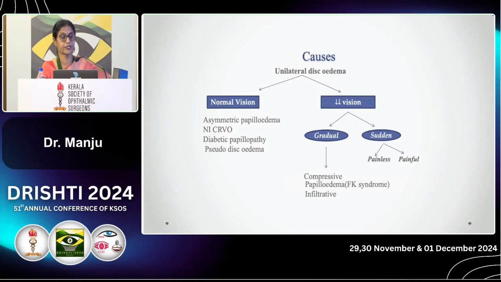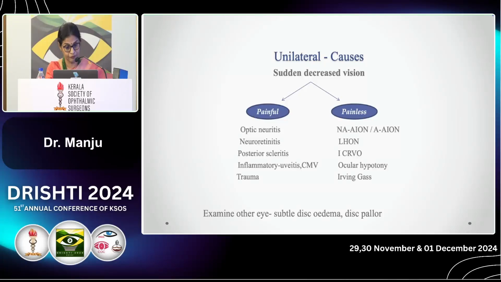Now coming to unilateral disc edema, again causes with normal vision, it may be an asymmetric papilledema or an early non-ischemic CRVO or a diabetic papillopathy. If associated with decreased vision that is gradual, think of compressive or infiltrative lesions of the optic nerve, or it may be a Foster-Kennedy syndrome. Sudden can be painful or painless. If painful, think of optic neuritis, a neuroretinitis, posterior scleritis, uveitis. If painless, it may be an anterior ischemic optic neuropathy, Leber's hereditary optic neuropathy, ischemic CRVO or ocular hypotony, and also examine the other eye carefully to rule out any subtle disc edema or disc pallor.